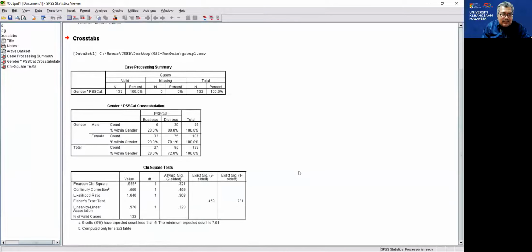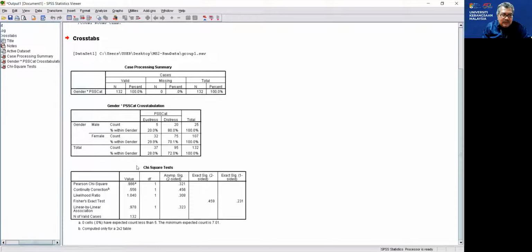Once you click OK, you get the output. The output here is like this. So we have the row percent. Boys 80% highly stressed, girls 70% highly stressed. So is it a significant difference? No, 70%, 80%, not much difference. And the chi-square is not significant, 0.321. Okay, so that is for testing chi-square.